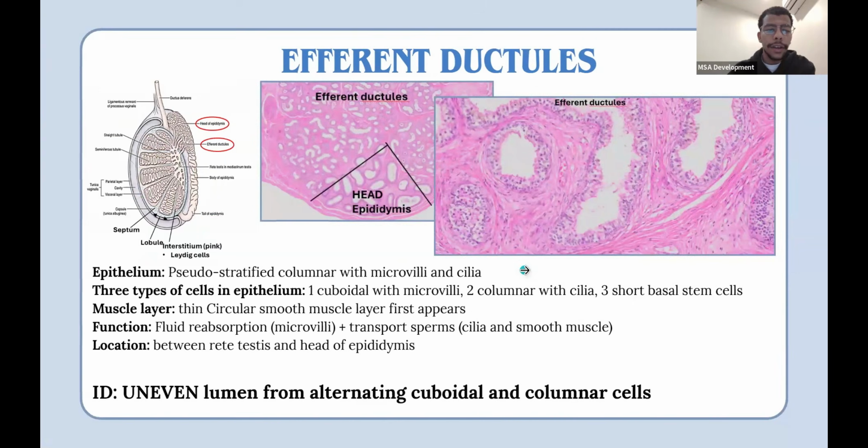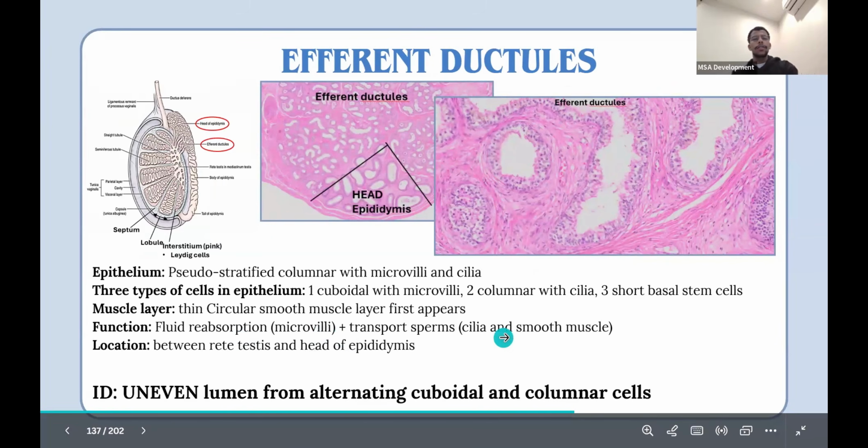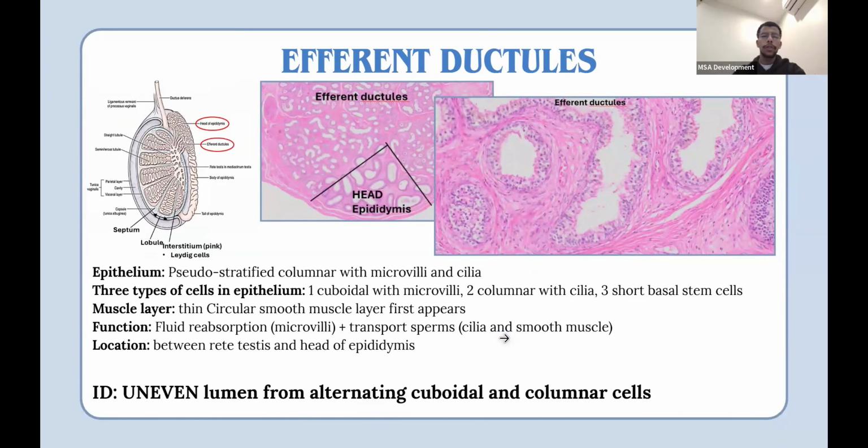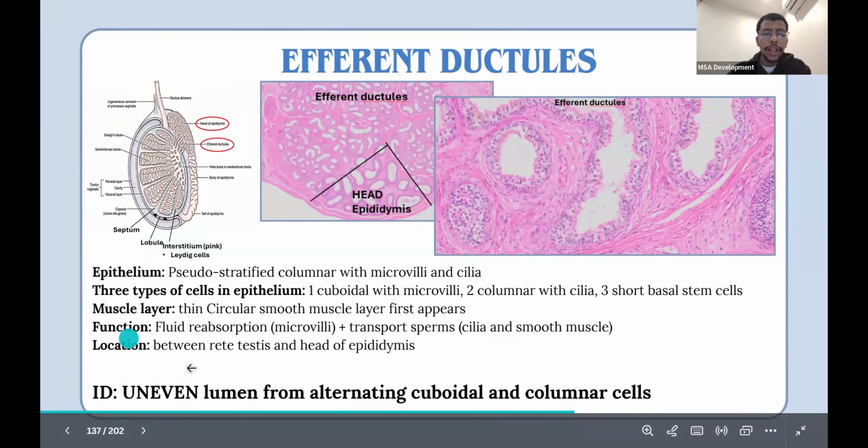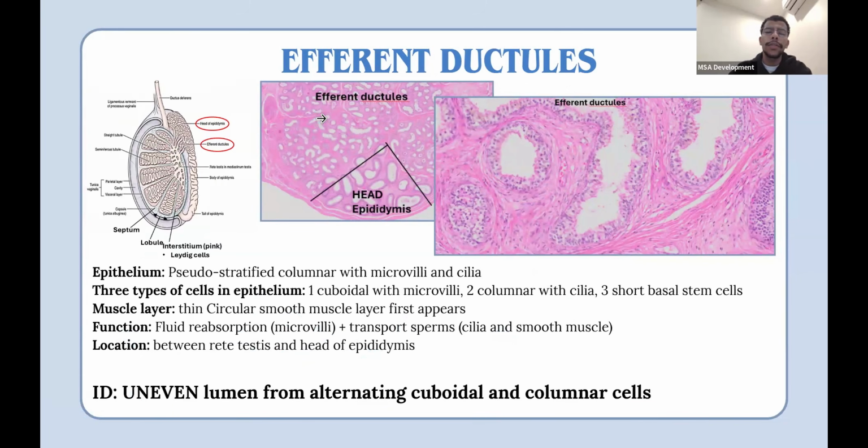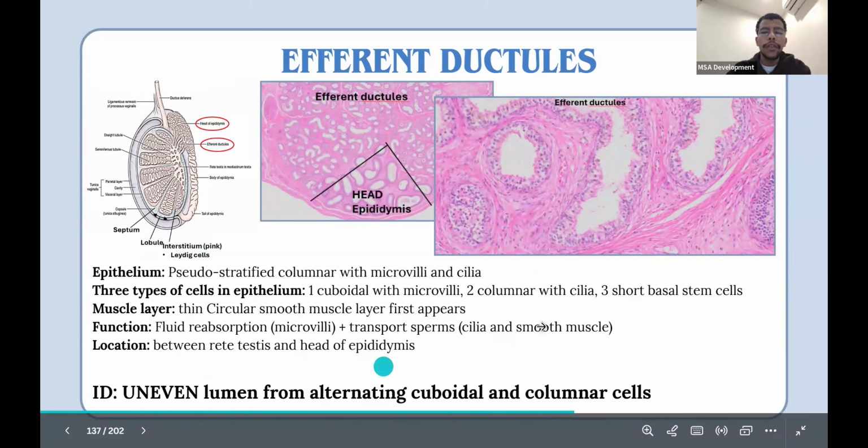This is basically it, okay? And the function is the microvilli are there for fluid reabsorption, and the cilia is there to transport the sperm. Now, if they ask you where this tissue can be found, you can mention that it's between the rete testis and the head of the epididymis. So first we have the efferent ductules, then we move on to the head of the epididymis. However, the most important thing is the uneven lumen from alternating cuboidal and columnar cells.